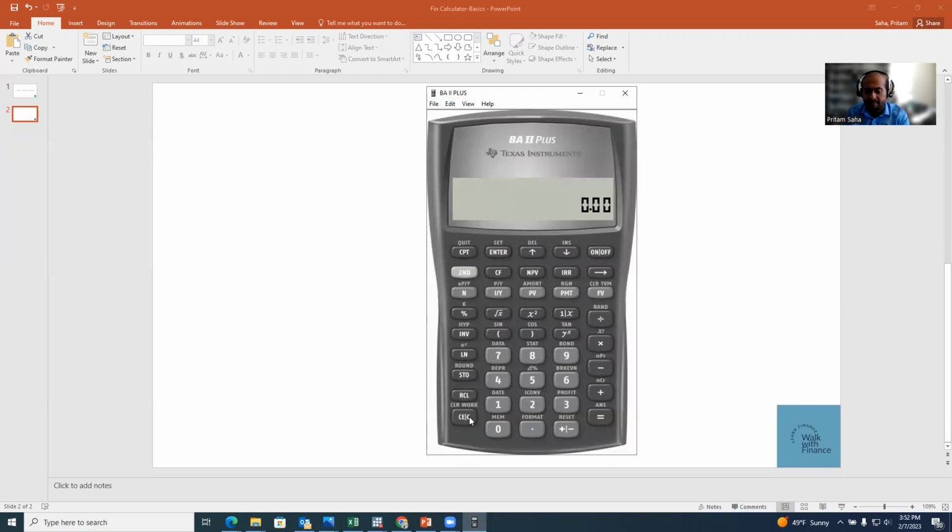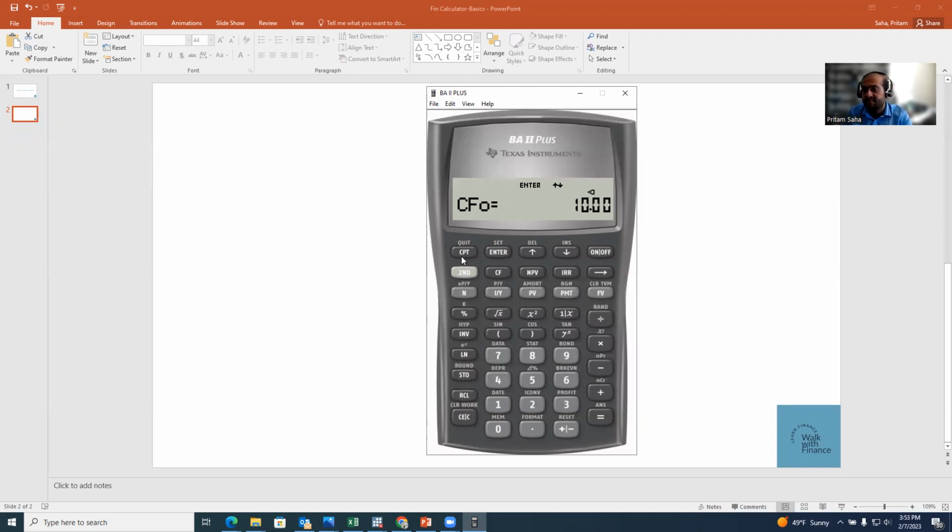Now let's clear. So this is the button we actually use to enter any input. So in cash flow, if we say 10, we are entering cash flow 0. So this button is used to enter any input.